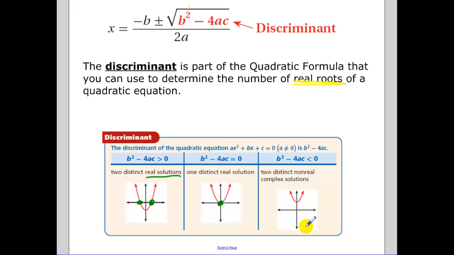And now what if we had an imaginary number under there? Or if this number was less than 0, we can't take the square root of a negative number and get a real number out, hence the name imaginary number. So therefore we would have 2 non-real or 2 complex solutions, or no real solutions. Okay, so that discriminant is super important to us.